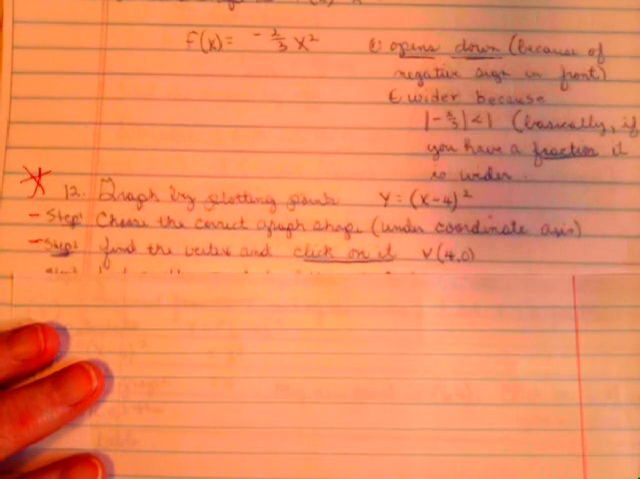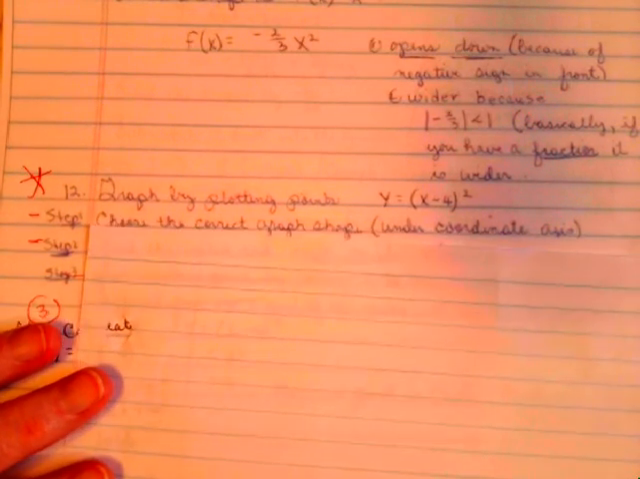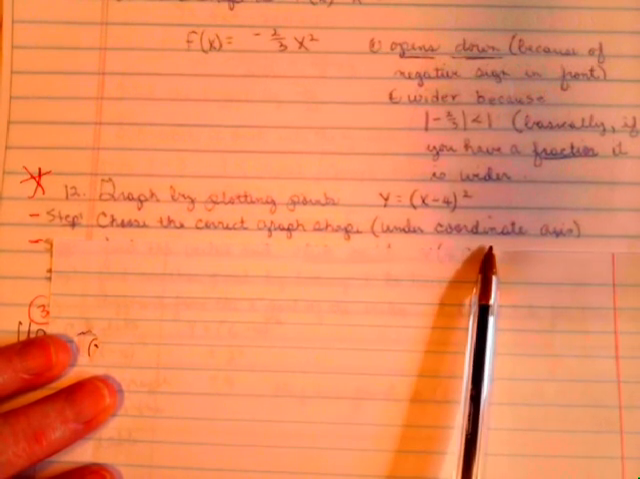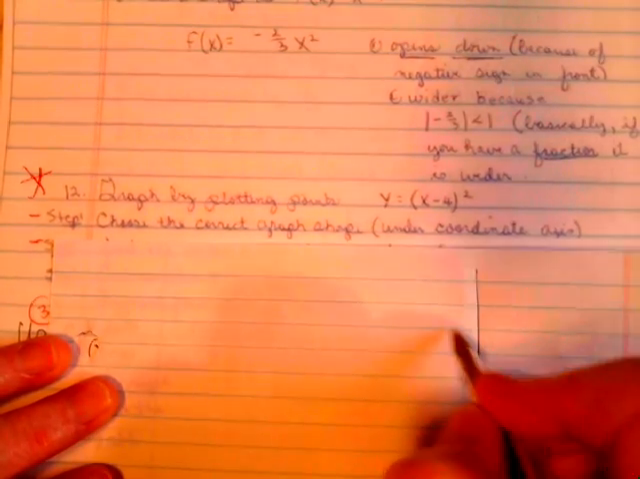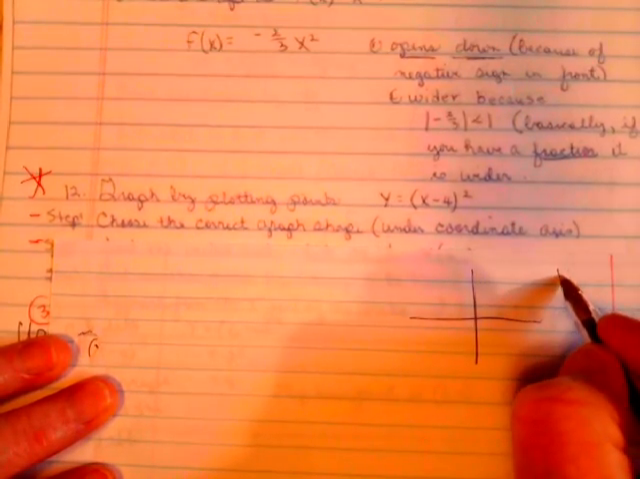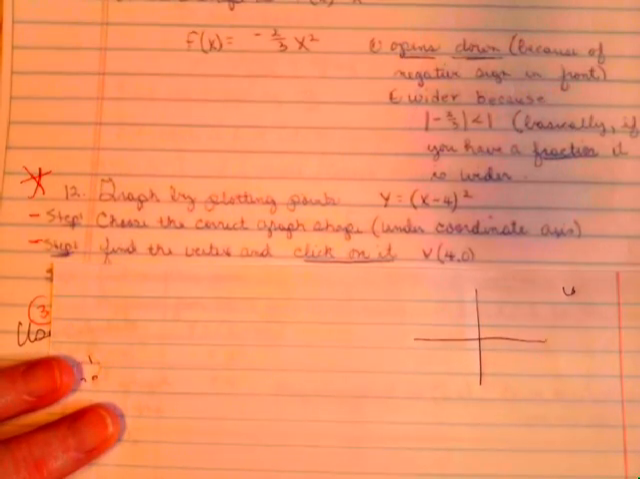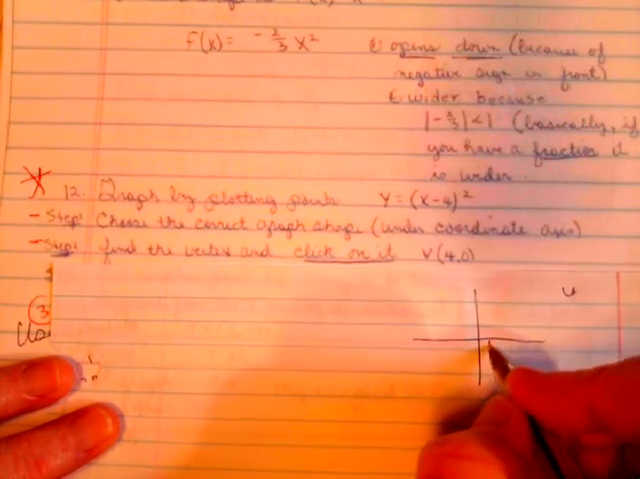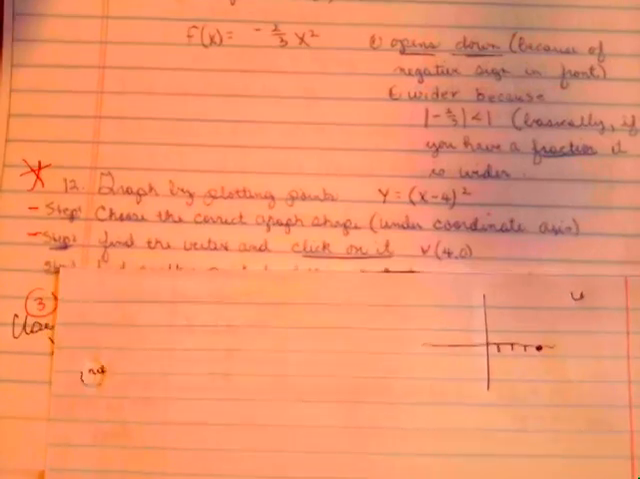Graph by plotting points? Well, actually, we're not exactly going to do that. This is what we're going to do. Step 1, we're going to choose the graph shape, which is parabola, on that coordinate axis palette, and then somewhere over here you got this little U shape. You're going to click on that U shape. Step 2, we're going to find the vertex. We know the vertex is 4, 0. We're going to click on that. Then they're going to ask us for an extra point.